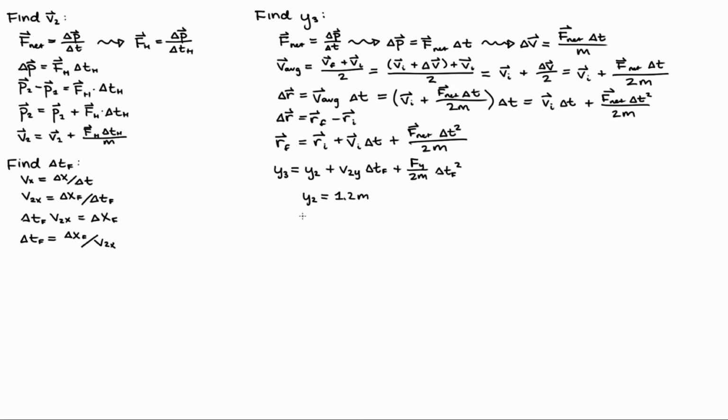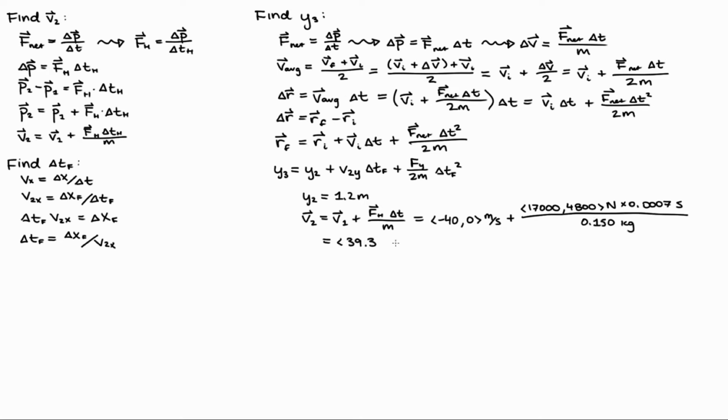We know that the velocity vector at event 2 is given by velocity 1 plus the force of the hit times the duration of the hit over the mass of the baseball. Take a moment to pause the video and try and solve for this quantity yourself. Plugging in these numbers and calculating gives us the result that the velocity 2 vector is 39.3 meters per second in the x direction and 22.4 meters per second in the y direction.